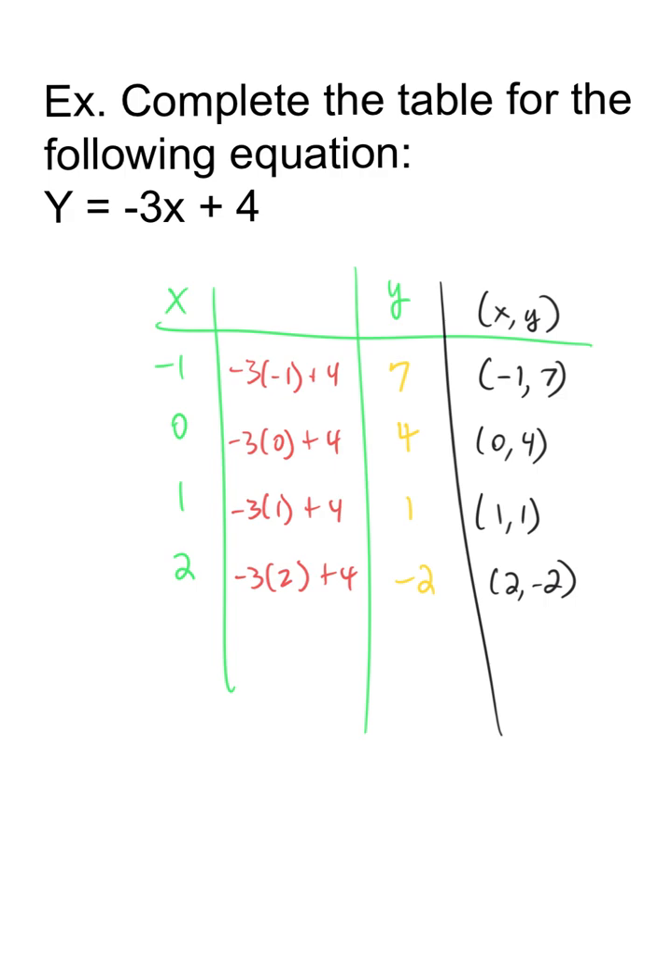Now, they may ask you to graph it. Okay, so I'm going to go and graph those points. So I had -1, 7, which is this point right here.